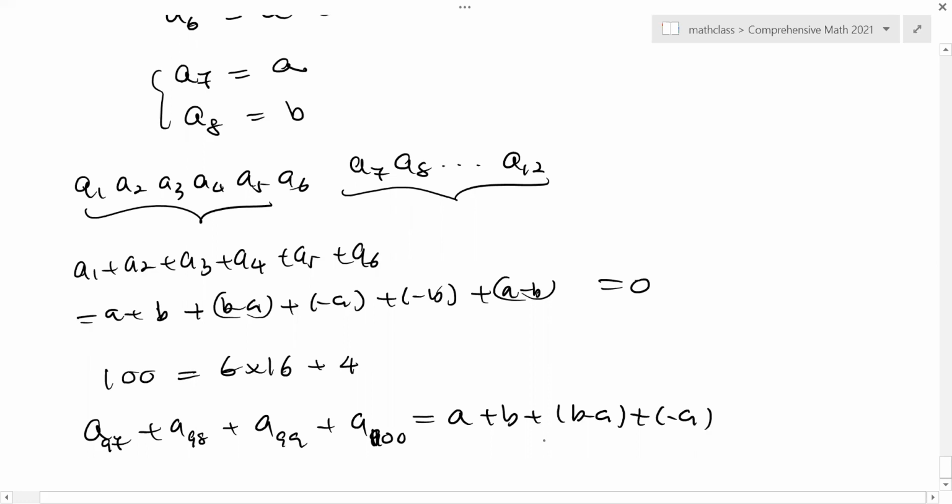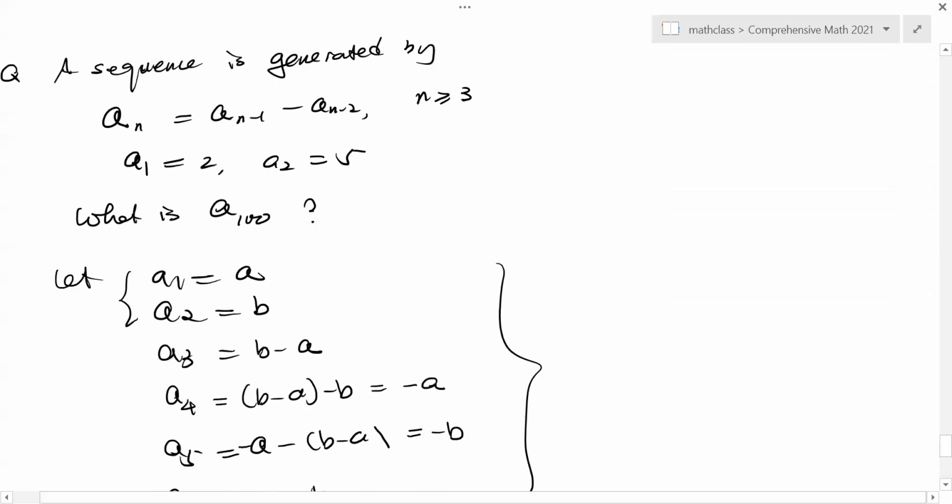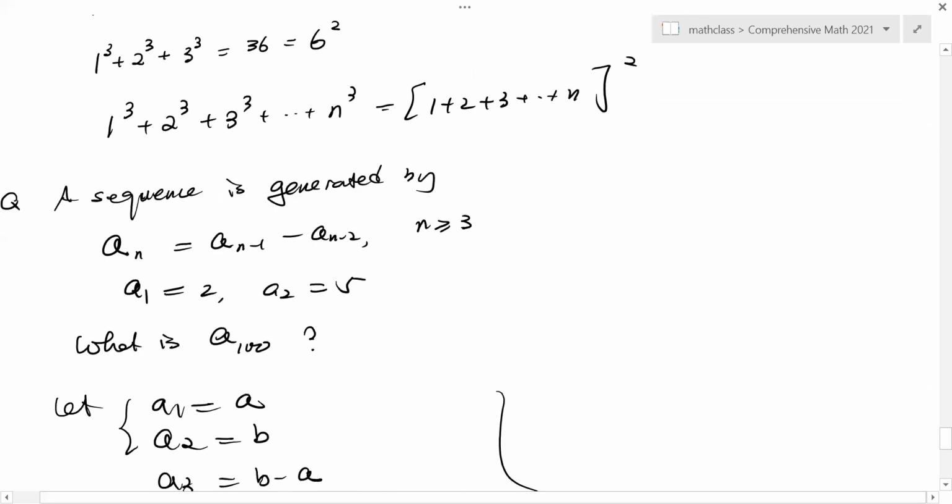So what do you get? You will get 2A minus 2B minus A, not a negative A, right? 2B minus A. This is the first four terms in the group of 6. Then sorry, what do we have to find out? We have to find the sum of the first 100 terms or find the nth term.